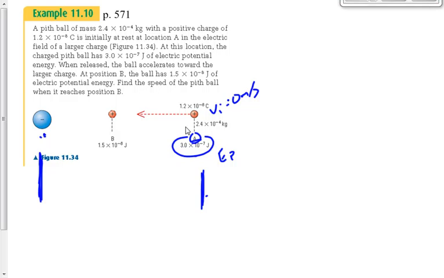We're told partway down the hill the pith ball has a potential energy of 1.5 times 10 to the negative 8 joules. It's kind of hard to make out there, but it should be 10 to the negative 8 joules. We want to find out what the speed of the ball is right here.